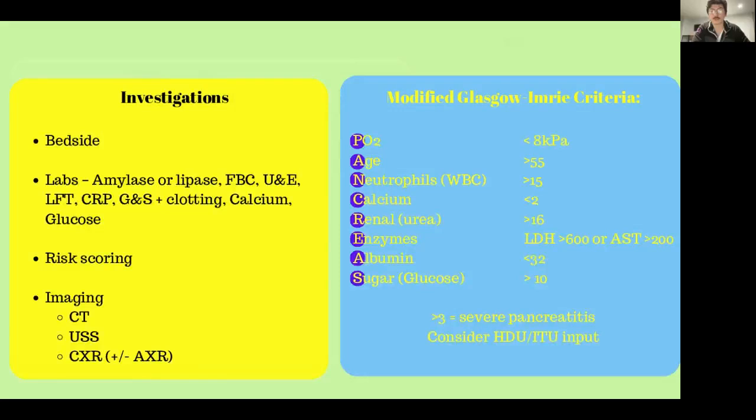So partial pressure of oxygen, age, neutrophils, by that I mean white blood cells, calcium, so again low calcium, renal, so you can get an AKI as well because of those fluid shifts we talked about, a pre-renal AKI, so looking at urea. Enzymes, LDH and AST, you might want to add those onto the blood tests as well, low albumin, and then glucose.